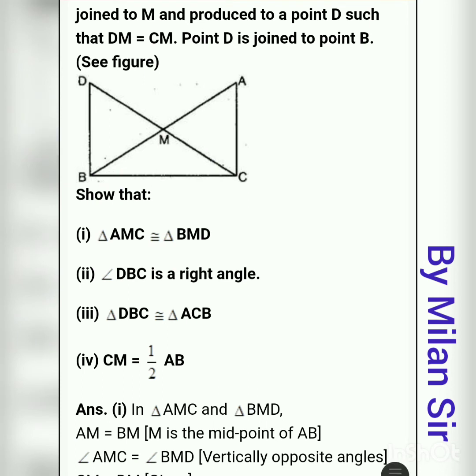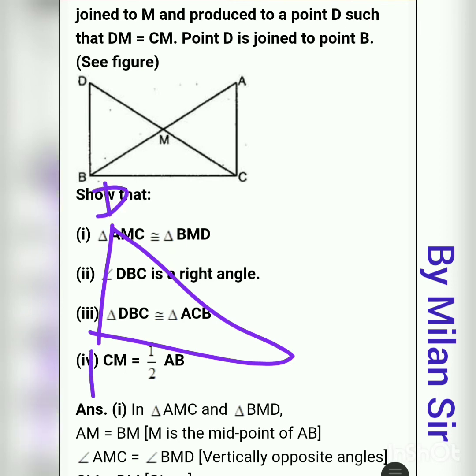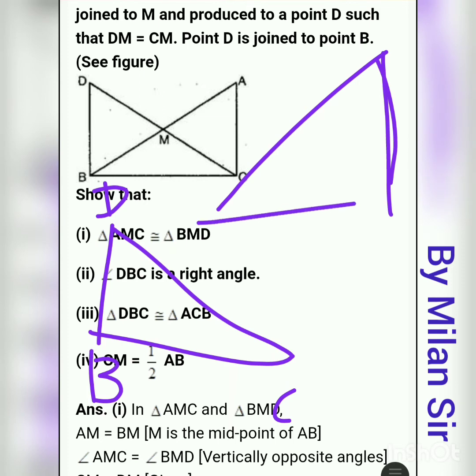Now we need to prove these two triangles are congruent triangles. For that, here we have triangle DBC and here we have triangle ABC. Now BC is a common side. BC is a common side, right? So it is equal.